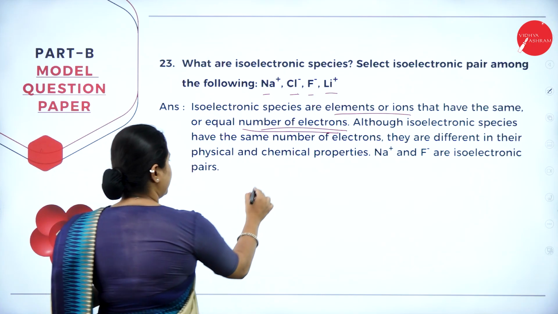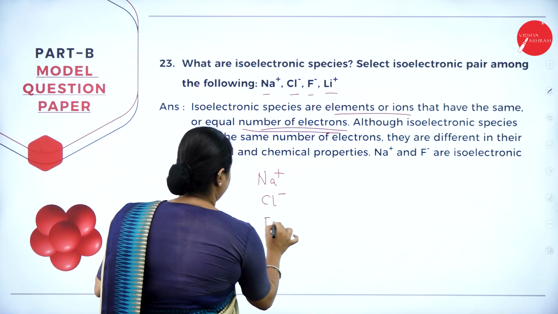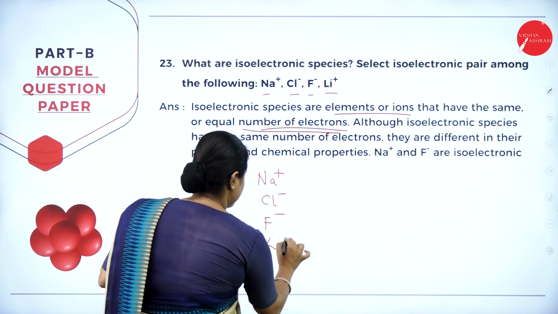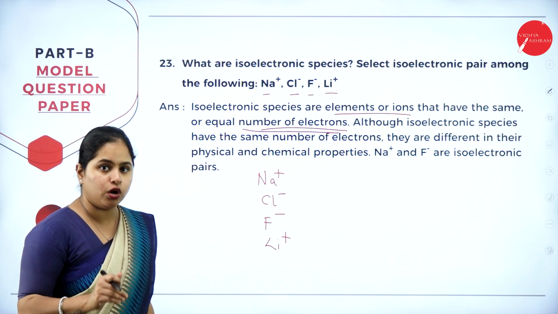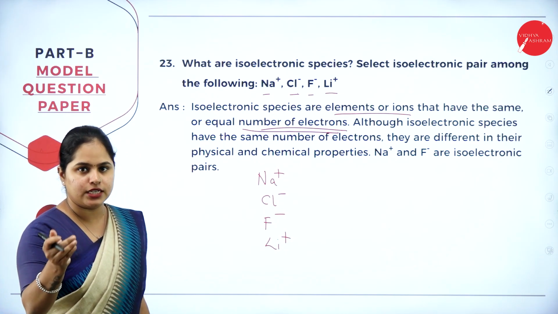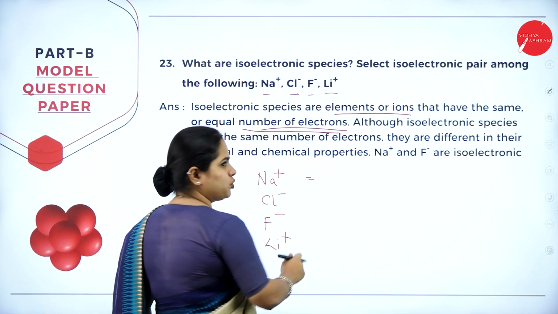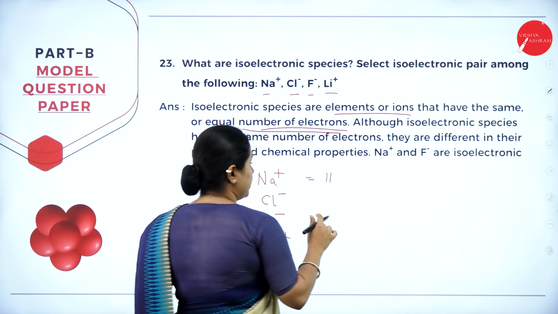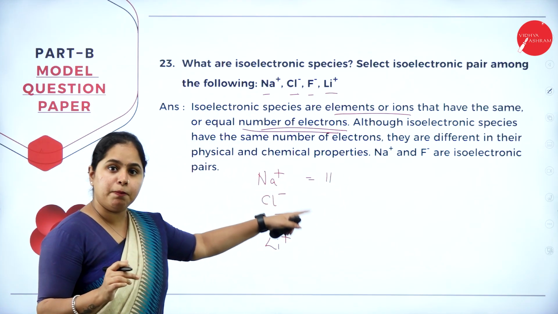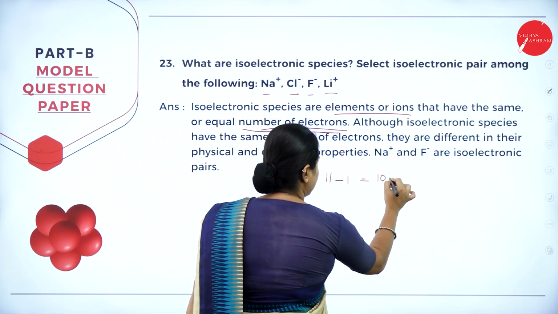So now 4 species are given here: Na plus, Cl minus, F minus and Li plus. Out of these 4 species, you have to find out which 2 are the isoelectronic ones. So let's calculate the number of electrons in each one of them. Sodium atomic number is 11, in the ground state. Now it is Na plus, that means 1 electron is lost. So the total number of electrons here is 10 electrons.